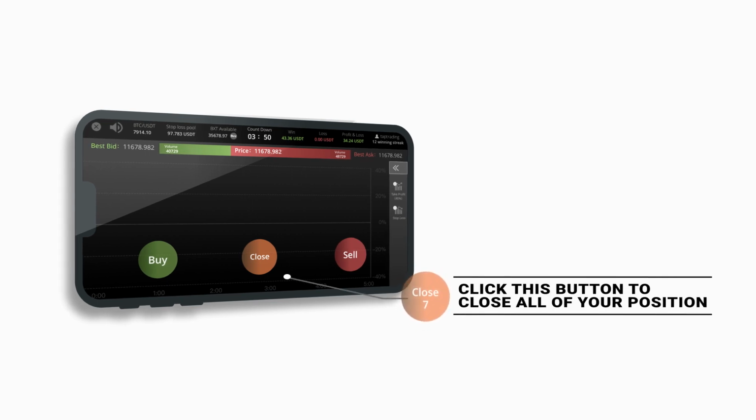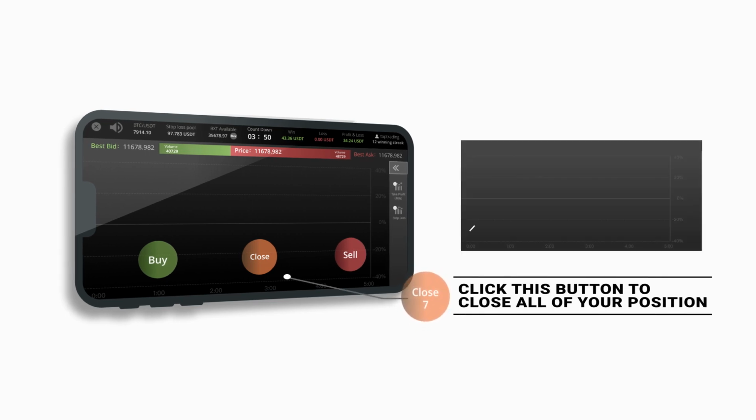When you want to close all of your positions, you can click the close all button to sell your sell positions or buy your buy positions. So far, so simple, right? But there's a lot of different information that can help to enrich your experience and your assets.